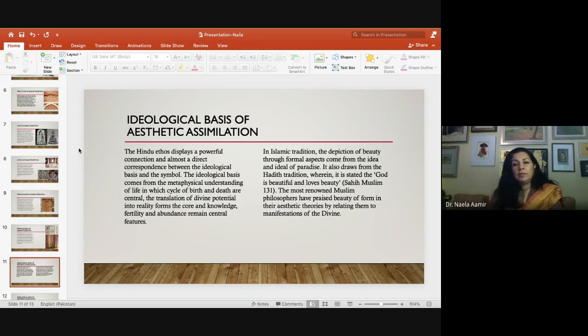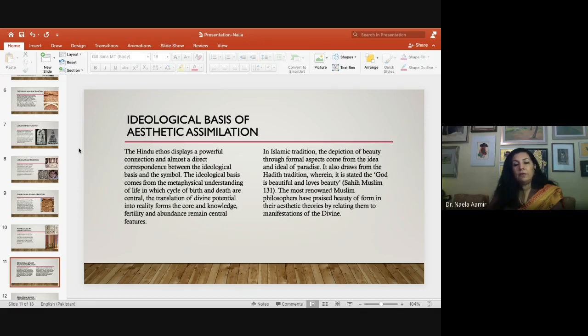The ideological basis comes from the metaphysical understanding of life in which cycle of birth and death are central. The translation of divine potential into reality forms the core, and knowledge, fertility and abundance remain central features. The symbols discussed in this study correspond to these ideas and therefore have powerful cultural connotations and hence significance. In case of Muslim ideological basis, we do not find a direct connection.